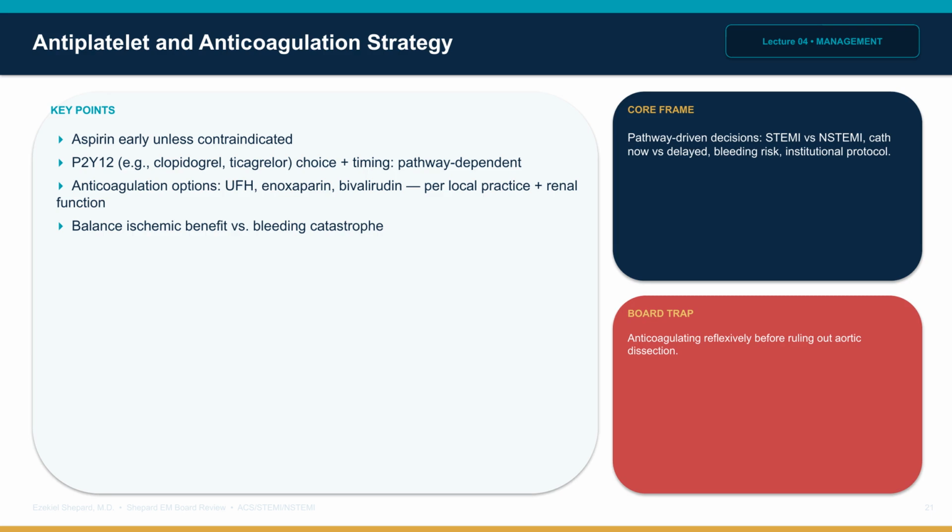Glycoprotein 2B3A agents like eptifibatide and tirofiban are largely declining and are no longer the routine first move. Anticoagulation options include unfractionated heparin, enoxaparin, or bivalirudin, depending on local practice and renal function. The major ED caveat is dissection. If aortic dissection is plausible, do not reflexively anticoagulate before you evaluate it. The goal is to balance ischemic benefit against bleeding catastrophe.